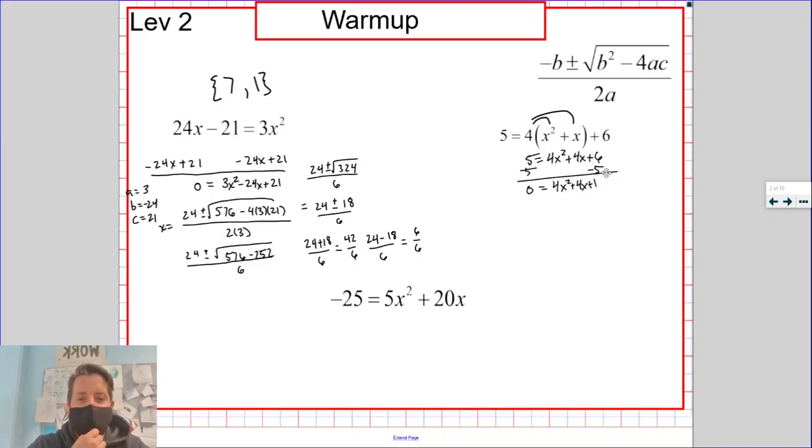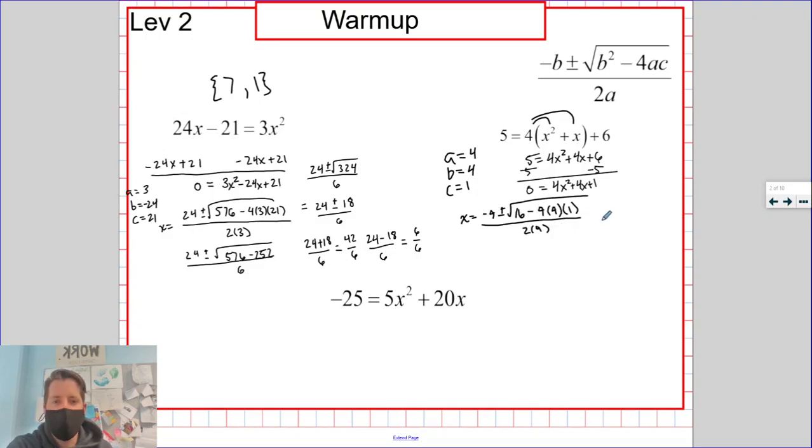Okay, the way that I did that is by distributing the 4 and then subtracting 5 from both sides after that. And I got 0 equals 4x squared plus 4x plus 1, which means a is 4, b is 4, and c is 1. Okay, so I'm going to fill those into my quadratic formula, and I bet something interesting is going to happen.